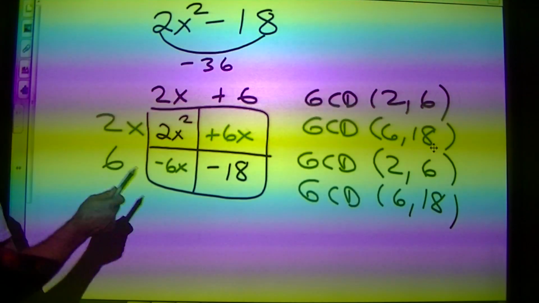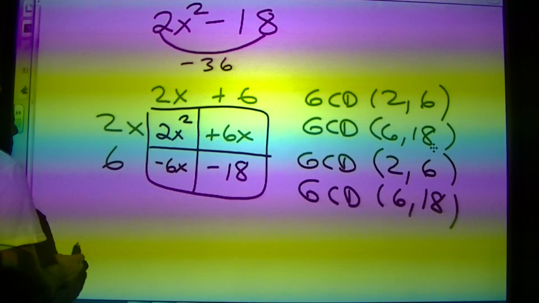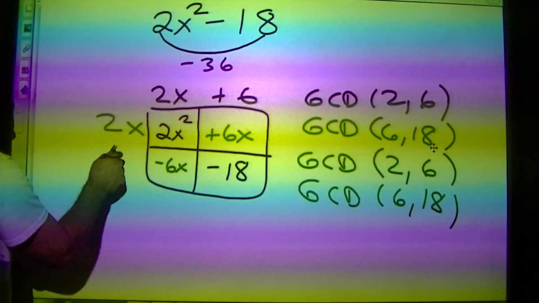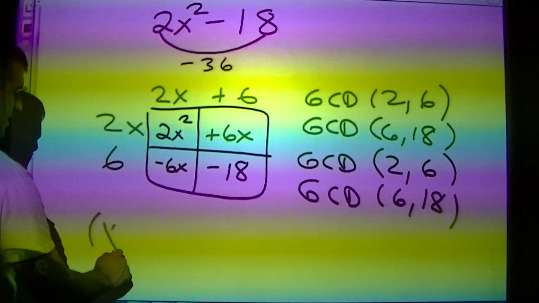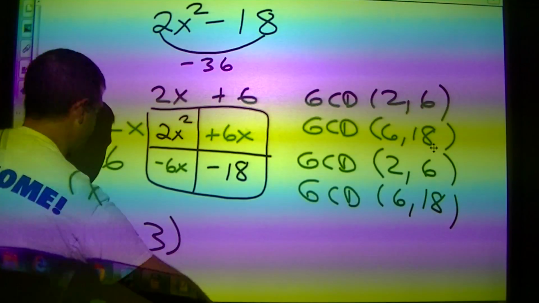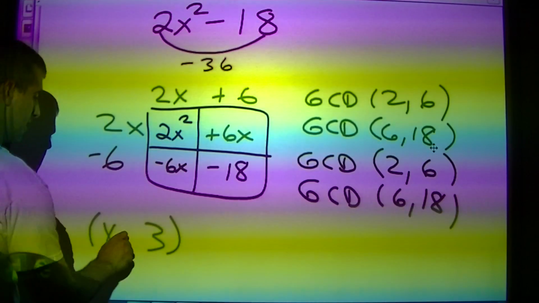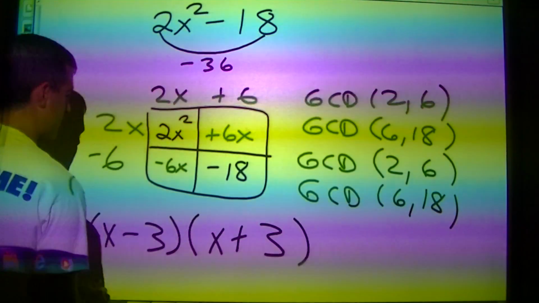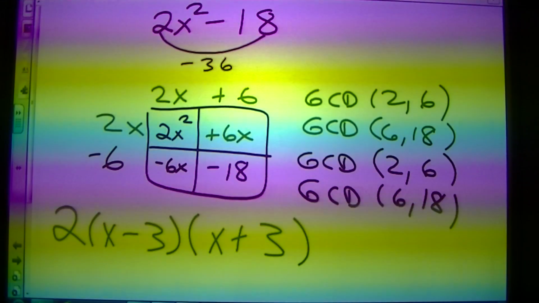So if you do it this way, you have to divide all of these by 2, okay? So what's going to end up happening is if you divide these by 2, I would get x minus 3. Divide these by 2, that's x plus 3. And what I divided by 2, I'd have to put out front, okay?